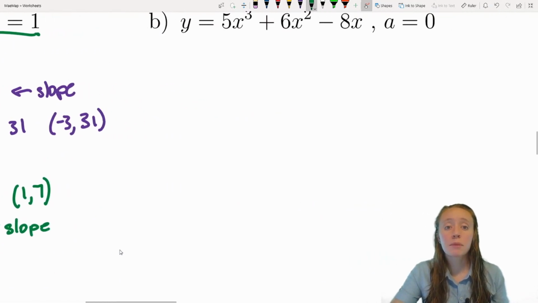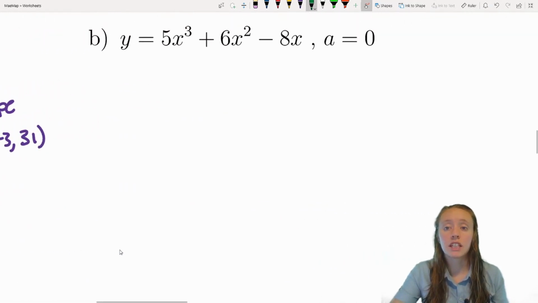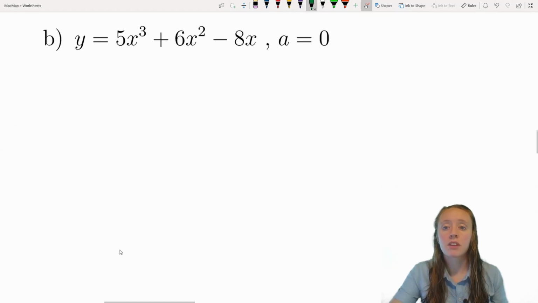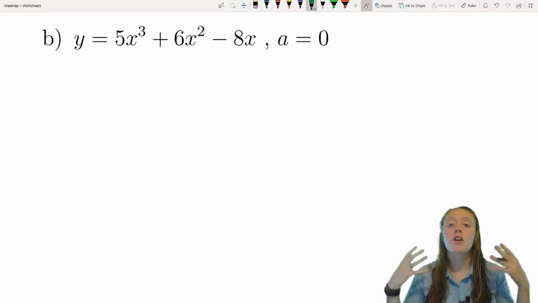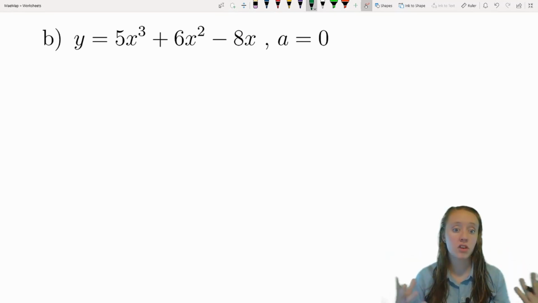Let's do one other example with finding the equation of a tangent line in part B. Our function is y equals 5x cubed plus 6x squared minus 8x. What we're doing is we're going to take the derivative with respect to x. That's our equation for the slope of the tangent line, the derivative.